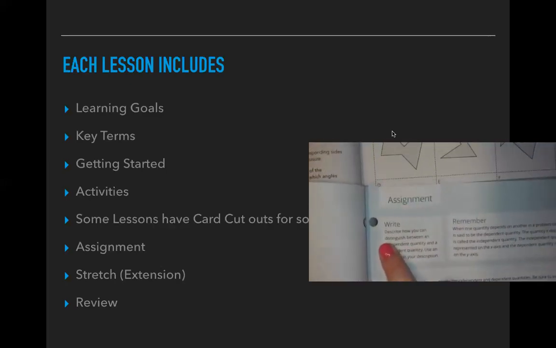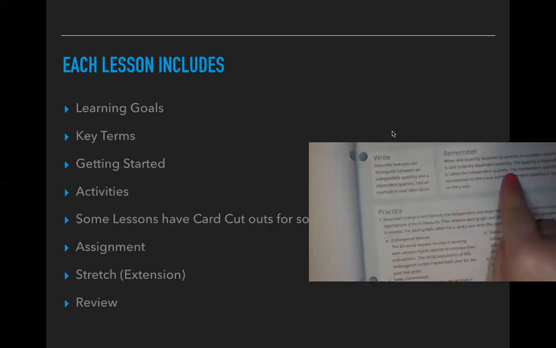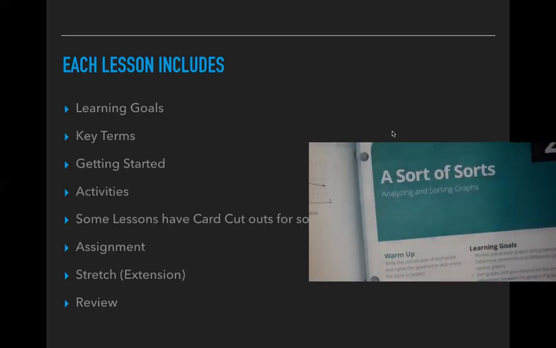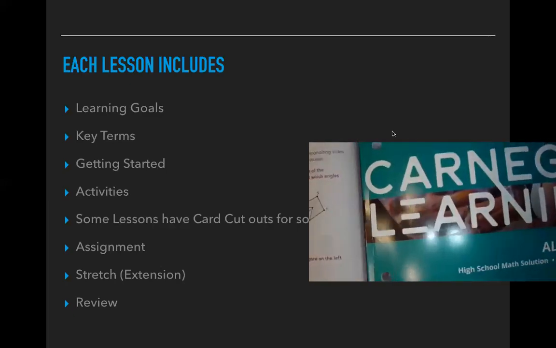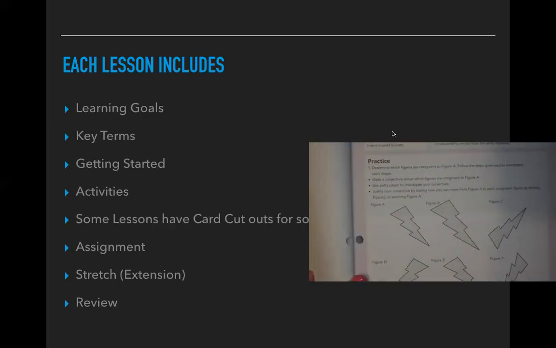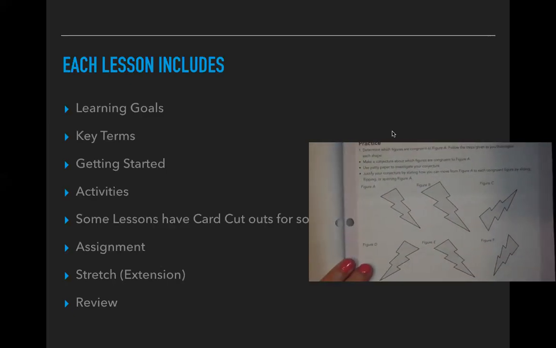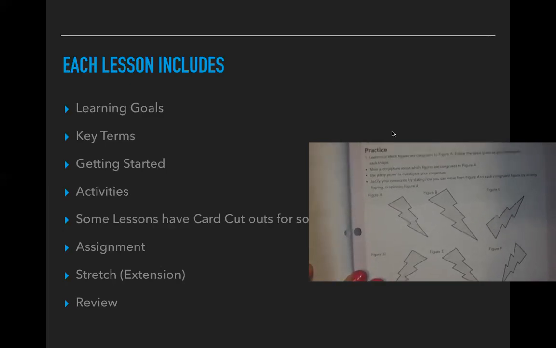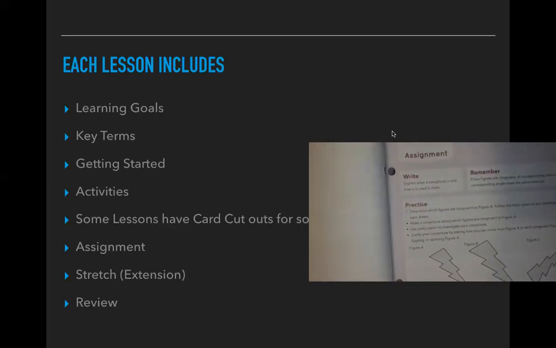Oops, I went the wrong direction. Assignments page. And I will tell you which questions every time we're going to do from the assignment. Sometimes we'll just do it in Schoology if I can, or if I decide that there's different practice that I think would be more beneficial, then we will do that. But here's the assignment page for the first lesson for Math 8. So like I said, we had learning goals, key terms, getting started. We had activities, and then some of the lessons have those cutouts, which I just showed you.